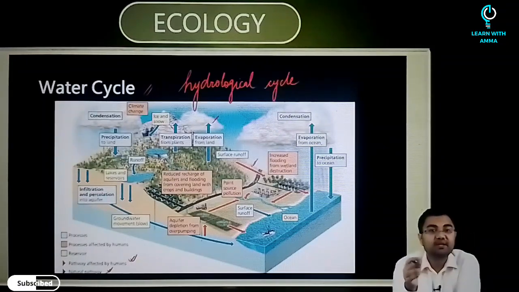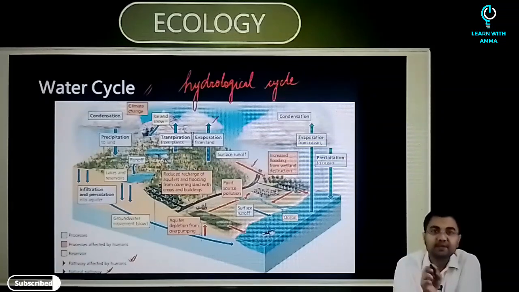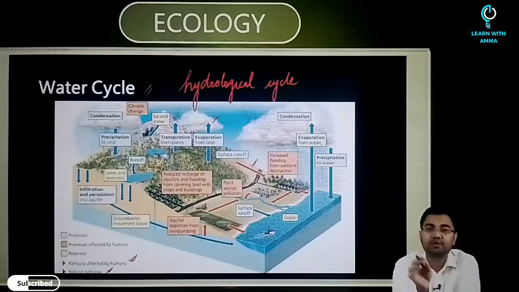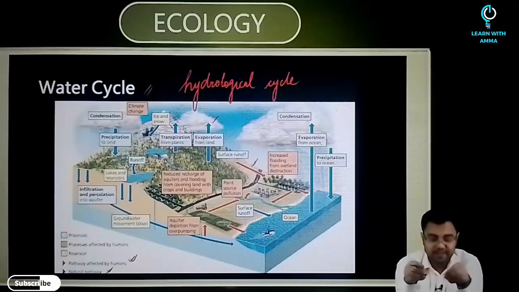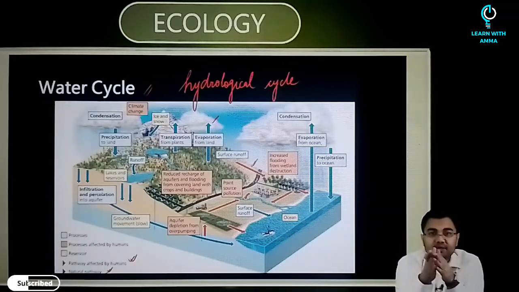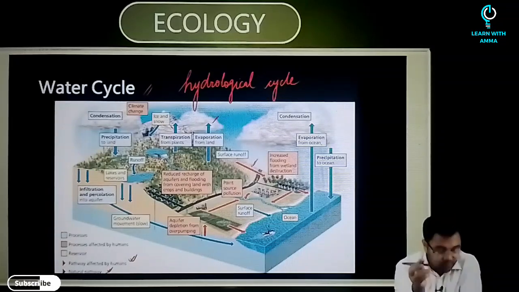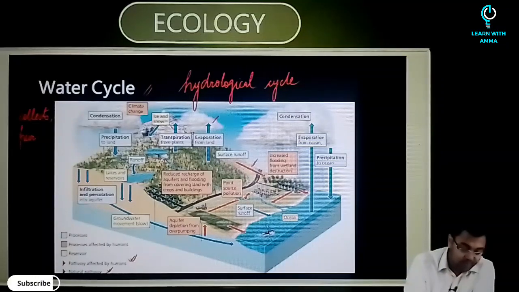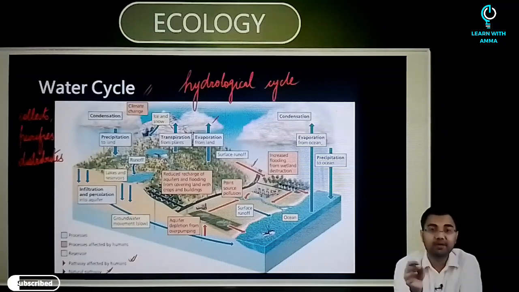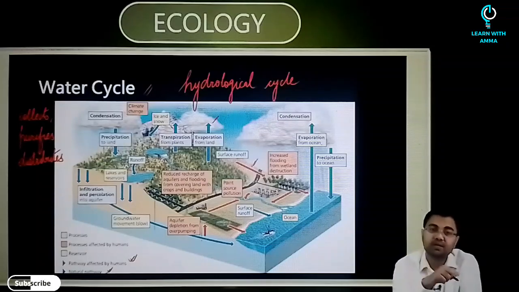The first thing is that we all know that water is necessary for life on the earth, right? And there is a very fixed supply of water on our planet. Now if you talk about the hydrological cycle or the water cycle, it collects, purifies and distributes the supply of water to everything that requires water.